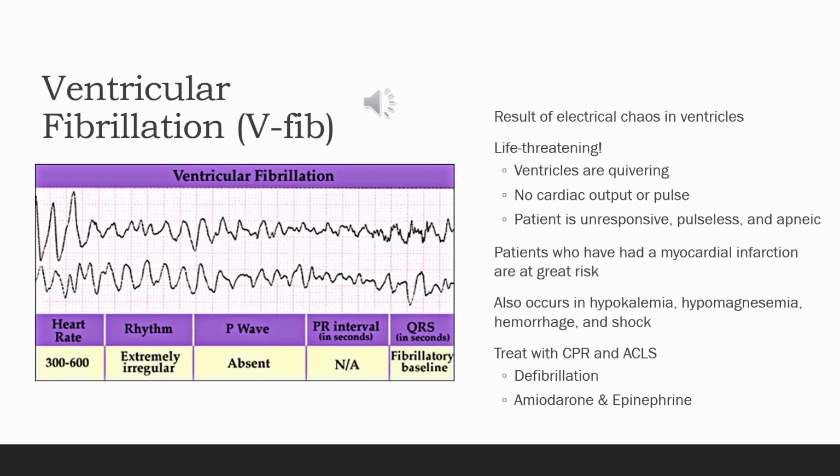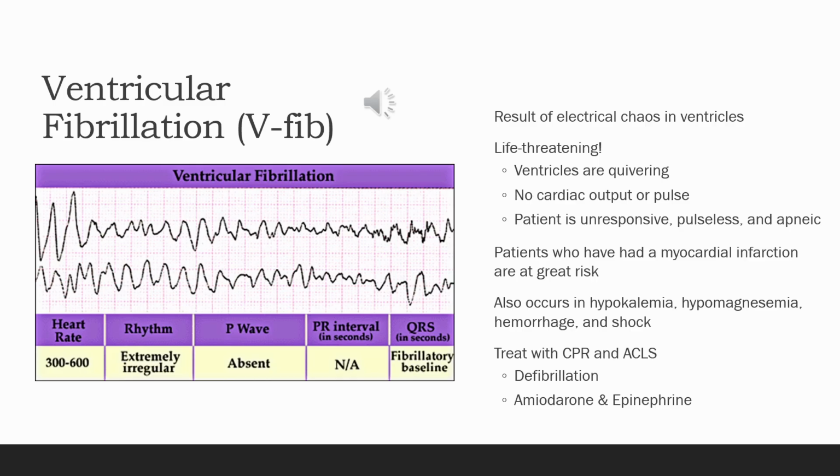The only time that we need to check is if maybe we're seeing artifact on the ECG monitor, but if it is true ventricular fibrillation, they're not going to have a pulse. So again, we're going to check and start high quality CPR immediately. We'll call a code blue and ensure that we have a defibrillator available.